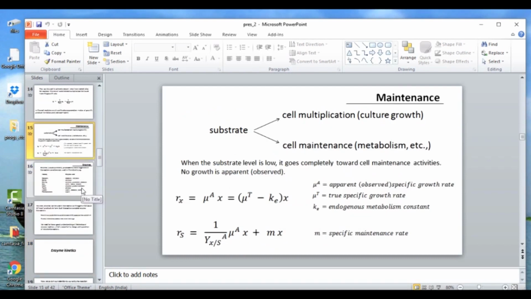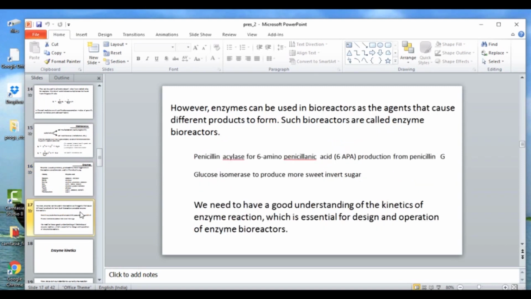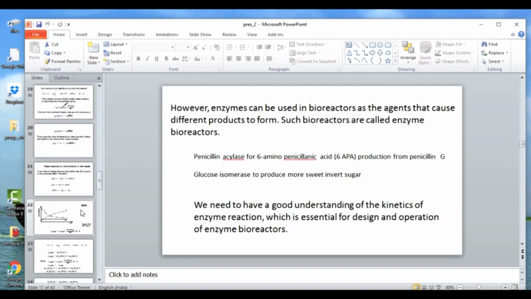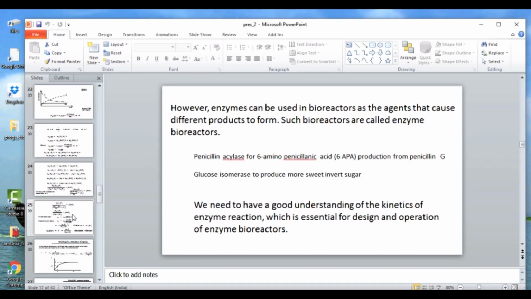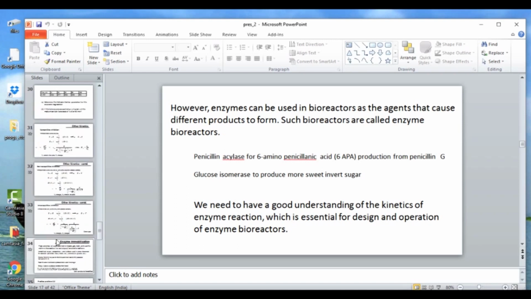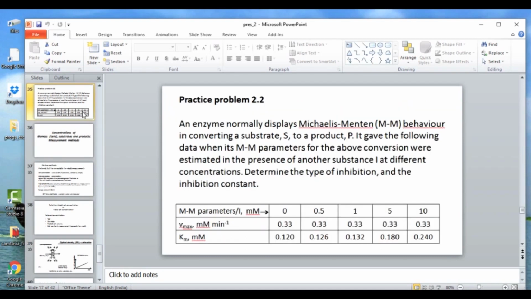Then we looked at enzymes, some enzymes that are used in the industry, enzymes that can be used for bioconversions in a bioreactor. And we said that we need to know the kinetics of the enzymes. We looked at Michaelis-Menten kinetics in detail. We went through the derivation. Then we also looked at inhibition kinetics, the competitive, non-competitive, and the uncompetitive inhibition kinetics. We worked out a couple of problems based on those.